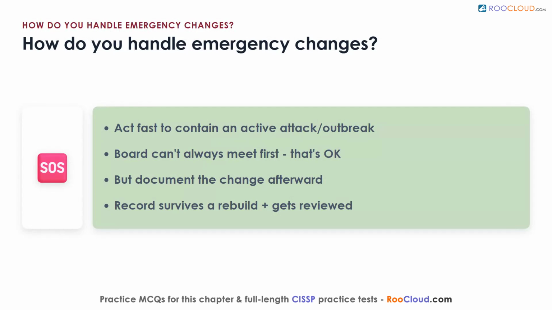Fast, but never in the dark. When an attack or malware outbreak is taking systems down, an administrator may have to act immediately to contain it before any board can meet. That is fine, but the paperwork still follows. You document the emergency change afterward, so the review board can examine it for lingering problems, and so the new configuration survives if the system ever has to be rebuilt. Speed does not excuse you from the record. The trail is what turns a frantic fix into a repeatable, reviewable action.